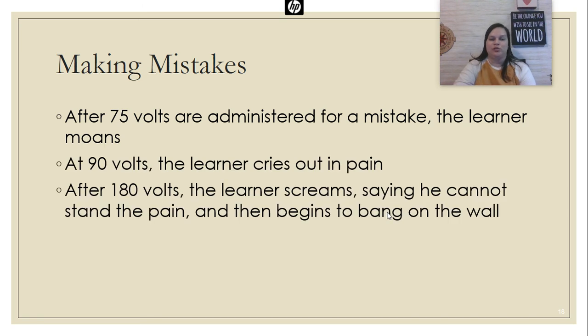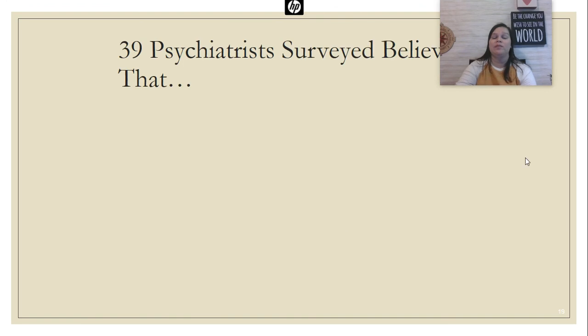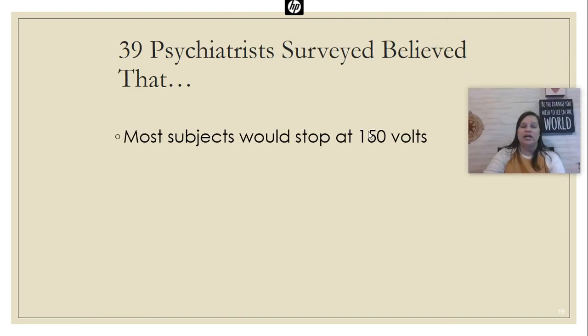Beforehand, here are some more of the details, sorry. After 75 volts were administered for a mistake, the learner would start to moan. After 90 volts, they would start to cry out in pain. After 180 volts, the learner screams, saying he can't stand the pain, and then he begins to bang on the wall.